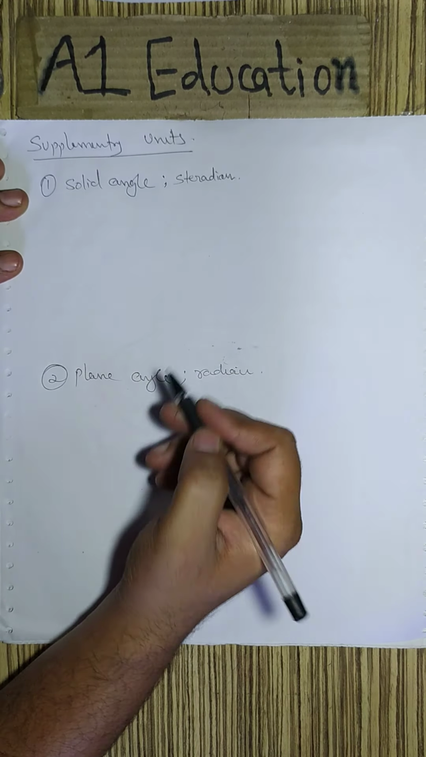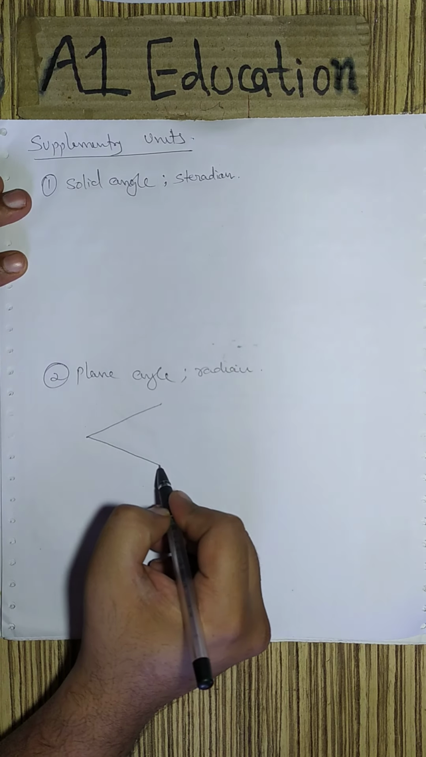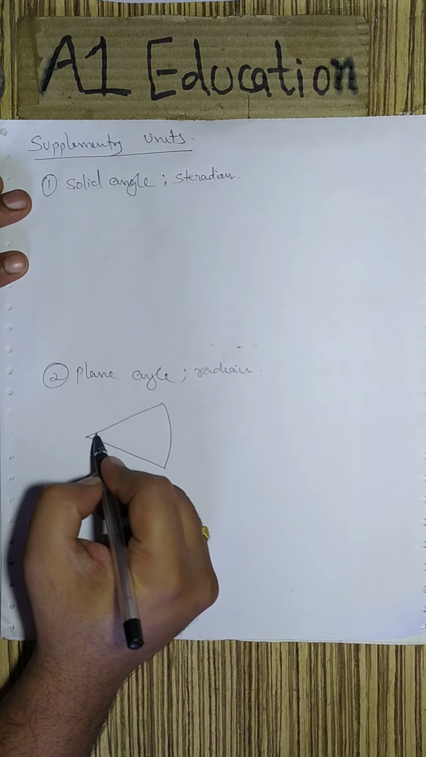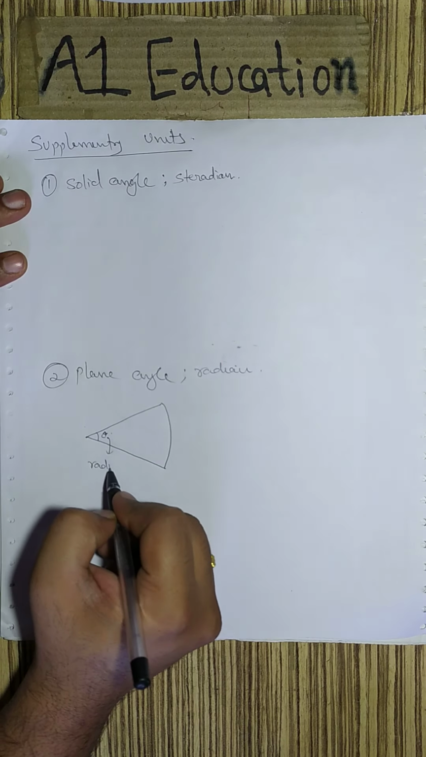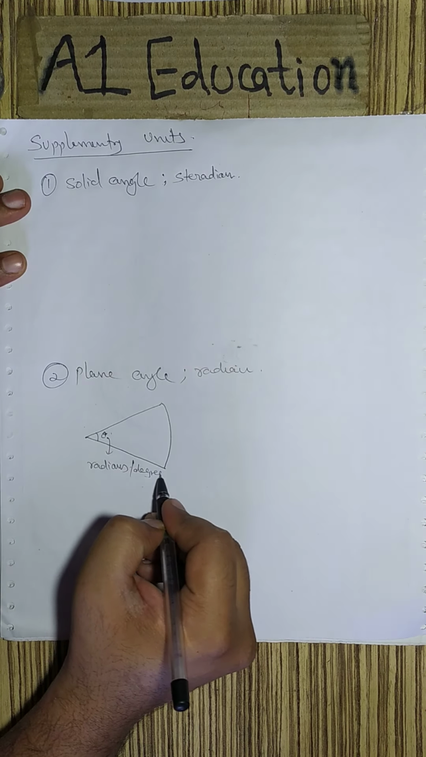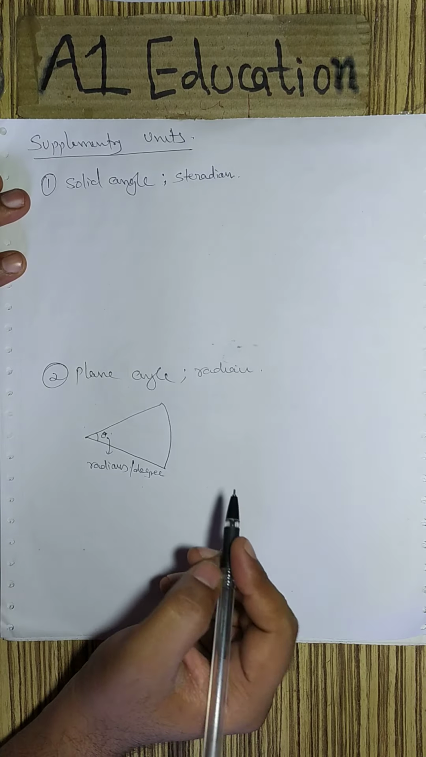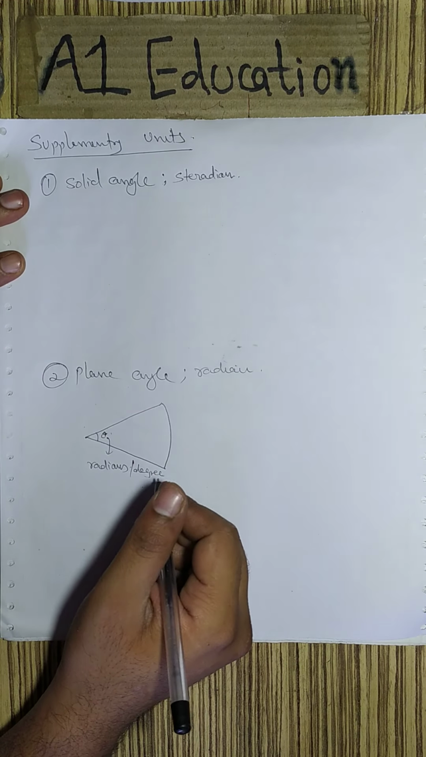Now I'll explain to you what is solid angle and what a plane angle is. The plane angle you have been using throughout your childhood. You measure the angle theta. This theta is measured in terms of radians or degrees. If it is in degrees, you can convert it into radians, and radians can be converted into degrees. So this is a plane angle which we measure with the help of the protractor.